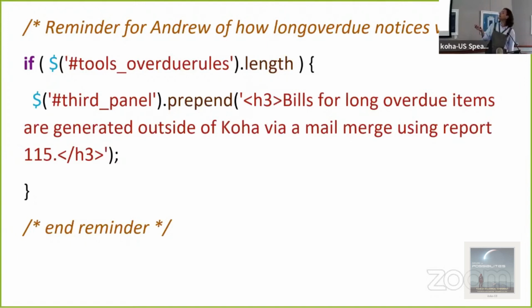So we wrapped the whole thing here in if tools overdue rules length, which basically means if you are on the part of tools where the overdue rules live. Every page in Koha, every module, has, I'm sure there are exceptions, but most of them have an ID that is basically just this page. So however many secret third panels there are in the world, I'm not putting these words on all of them. I'm only putting these words on the third panel in the overdue tools.